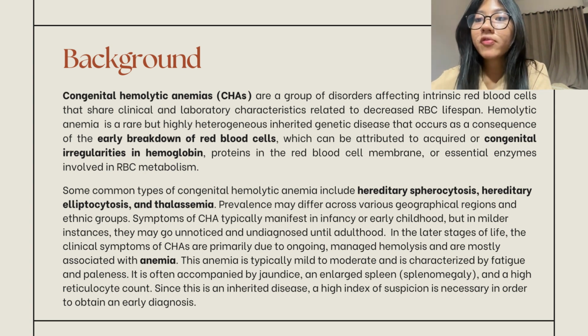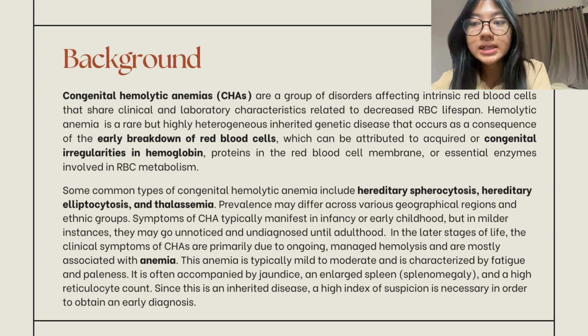Some common types of congenital hemolytic anemia include hereditary spherocytosis, hereditary elliptocytosis, and thalassemia. Prevalence may differ across various geographical regions and ethnic groups. Symptoms typically manifest in infancy or early childhood, but in milder instances, they may go unnoticed and undiagnosed until adulthood.